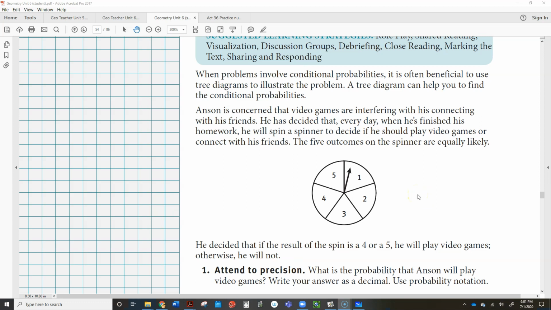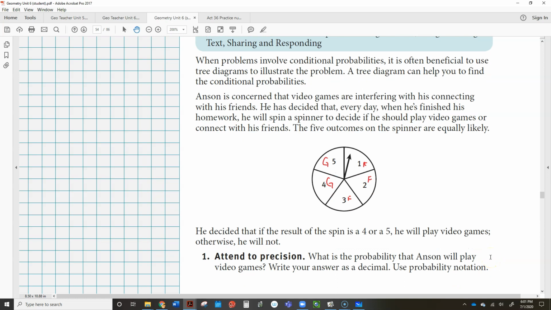So here he plays the game. Here he plays a game. Here he connects with friends. Okay, so what is the probability that Anson will play video games? So the probability that he plays, and I think they used V for video. They're going to use this problem several more times. And then the F stands for friends.